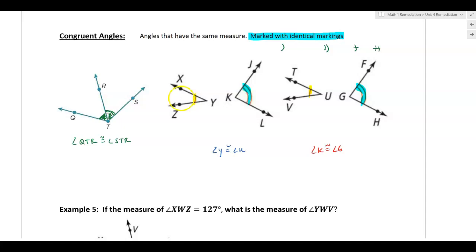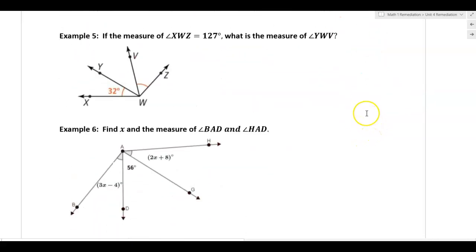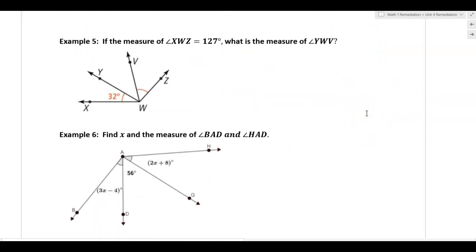So if I break it down, if this is 40 degrees, I know this is 40 degrees. If this is 80 degrees, I know this is 80 degrees. Okay? So when I look at the first example that uses congruent angles, right away in this diagram I notice this angle is marked congruent to this angle. So the first thing I do is I say if this is 32 degrees, I know this is 32 degrees.